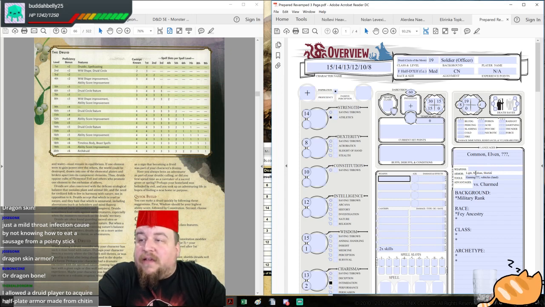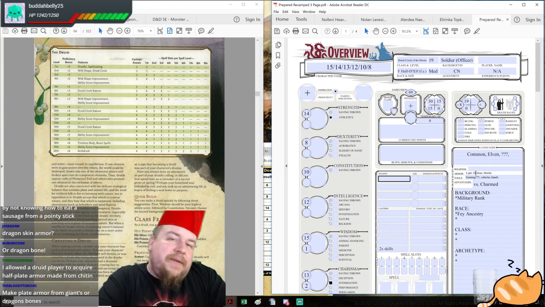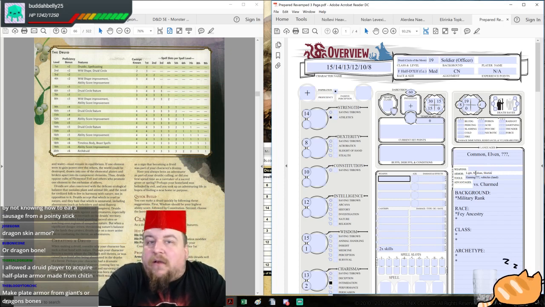Yeah, dragon bone, things like that. Dragon scales. You have a lot of druid player options to acquire half plate armor made from chitin. Yeah, Dorgrim, you can use giant insects, perhaps, and cosmetically it looks like chitin, however you want to pronounce it. People do it different ways. And then count it as metal because it should be, quote unquote, as hard as metal. Make plate armor from giant dragons or bones. So you can be creative. You can still count as wearing metal. It's cosmetic, thematic, maybe a religious taboo to wear metal armor.